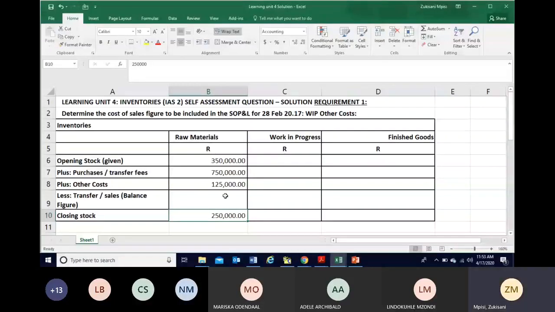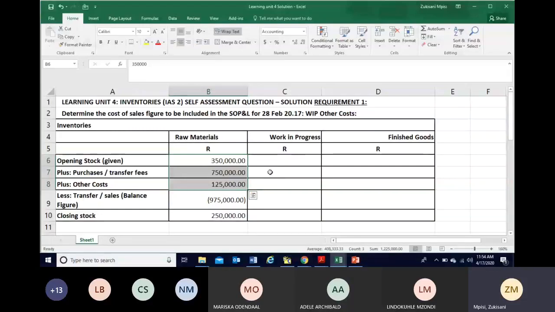So this means opening plus purchases plus other costs, which were transport costs, minus the closing stock gives us 975,000. Please don't mind the signs. I've just changed the signs so that you are able to understand the deductions and whatever. So we're saying opening stock plus purchases plus other costs less closing stock gives you your transfer. What do you need now to be transferring to work in progress?